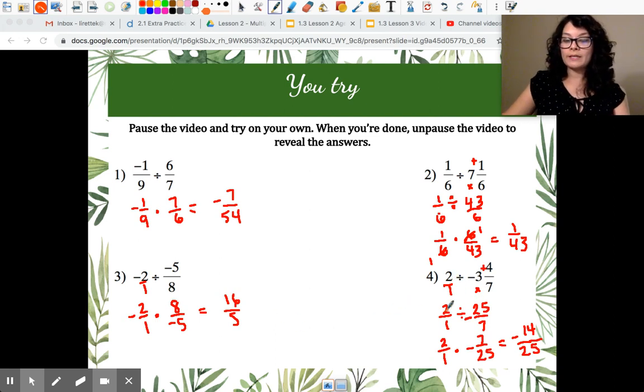Number 4, I made the integer a fraction by putting it over 1. I changed the mixed number to an improper. I got negative 25 over 7. Then from that point forward, I did keep, change, flip. Nothing cross-canceled or reduced here, so I just multiplied across the top and the bottom. Positive times negative should give you a negative.